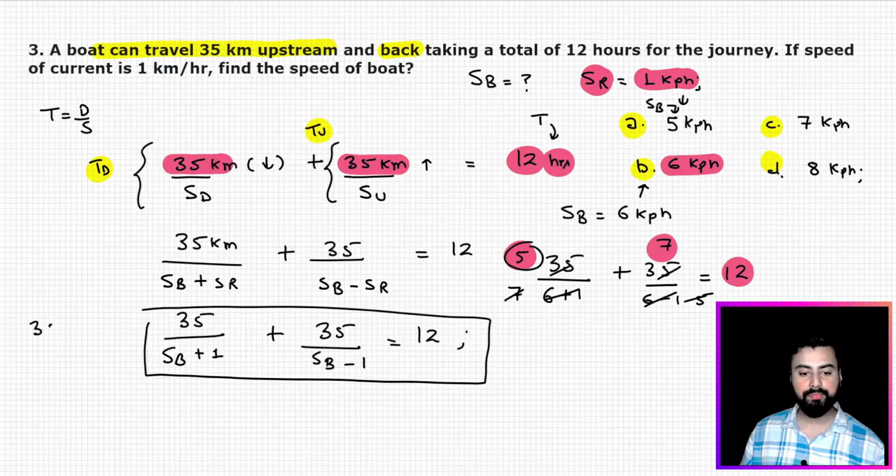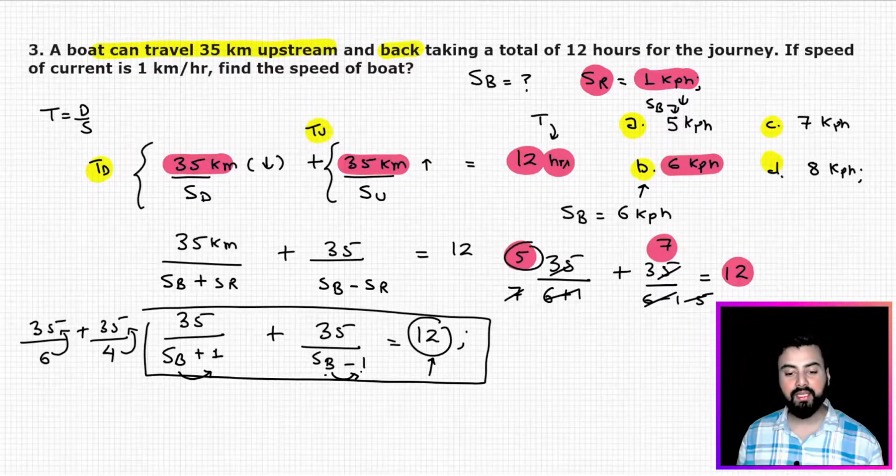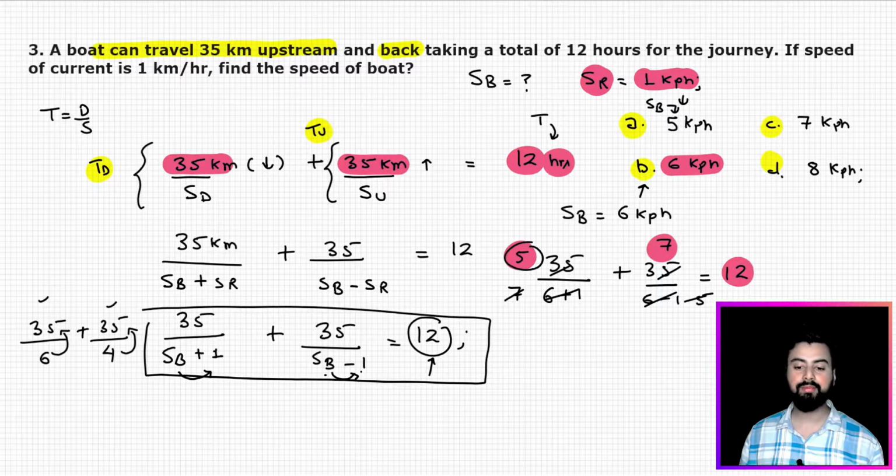So if I assume the speed of the boat as 5, then 5 plus 1 is 6, plus 35 upon 5 minus 1, and 5 minus 1 is going to be 4. What would you realize? 35 is not completely divisible by 6. Likewise, 35 is not completely divisible by 4. Even if I divide, I get decimal answers here. But the answer which I'm expecting after adding the two values of time should be an integral value, and therefore option A can never be my answer.